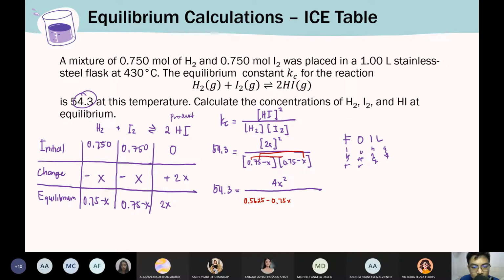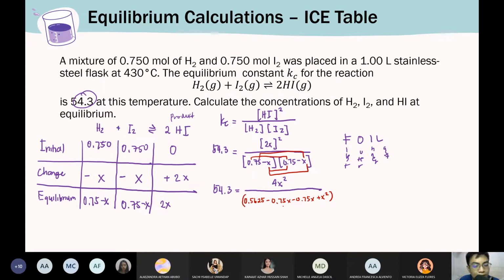And then ano susunod? Inner. So negative x times 0.75. So that's another 0.75x negative. And then yung last, ito na yan. So negative x times negative x. So that will become positive x square.